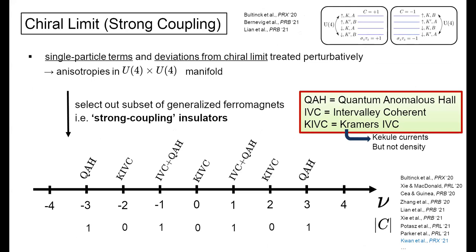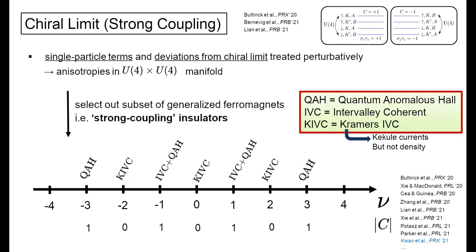This is the possible filling fraction, and each integer I've labeled with a name for a particular state that's predicted by the strong coupling picture. And they have abbreviations. So QAH is quantum anomalous Hall. That means it's a quantized Hall state. It has a non-zero net Chern number.